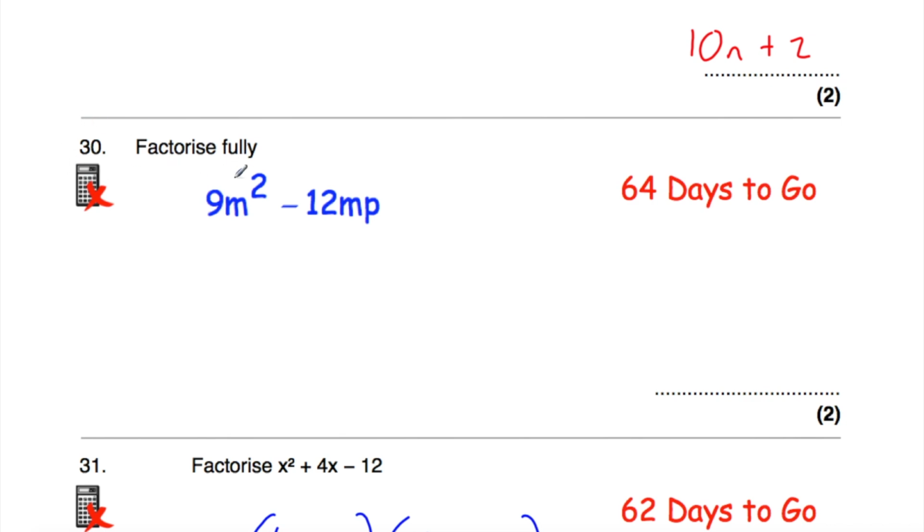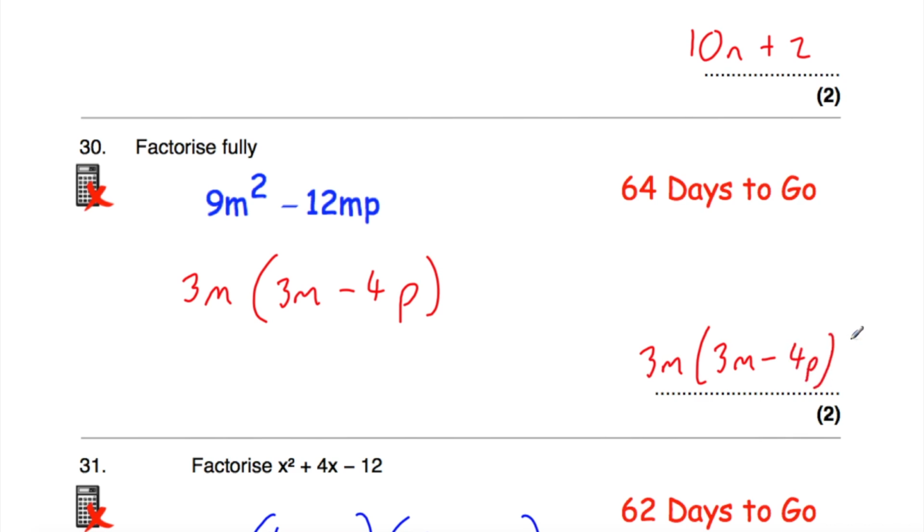We've been asked to factorise fully 9m squared subtract 12mp. So if we have a look at this, we can divide both of the numbers by 3. So let's take a 3 out. And we can also take an m out as well. And then we'll be left with 9m squared divided by 3m would be 3m. And then we've got to take away our minus. And then 12 divided by 3 is 4. And then if we take out the m, we'll be left with p. So the answer is 3m bracket 3m subtract 4p. And if you got that, well done.